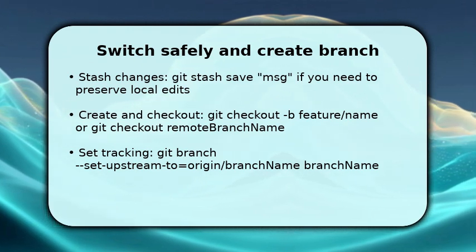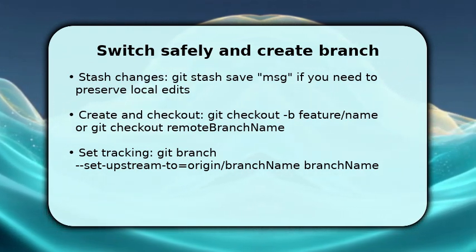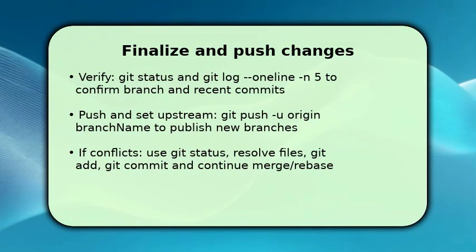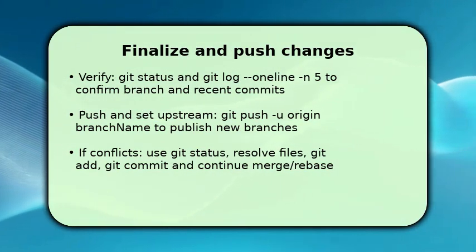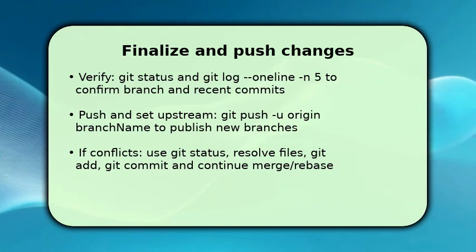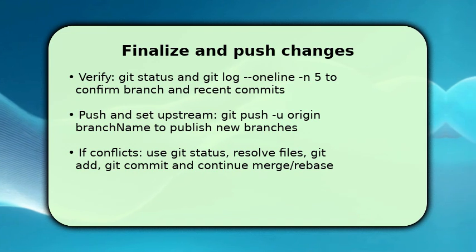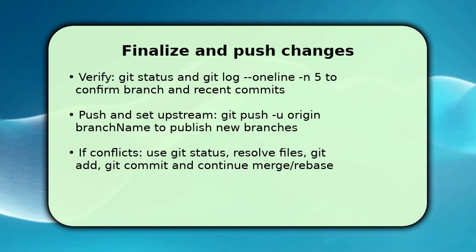Once checked out, run git pull to bring the branch up to date before you start editing. Finally, verify that you're on the intended branch and that the commit history looks right. If you created a new branch, push it with git push origin branch-name to set the upstream and publish your work. If you switched for a task, make your commits, then push.